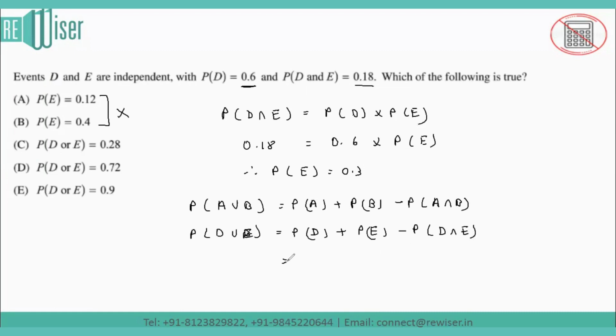So the probability of D value is given in the question, which is 0.6, plus the probability of E we found out is 0.3, minus the intersection value, which is 0.18. So we get the final answer as 0.9 minus 0.18, which is equal to 0.72. So the probability of D union E is 0.72. So option D is the correct answer for this question.